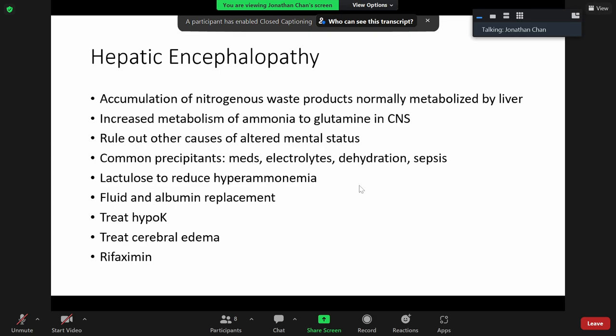We want to be very cautious to see if patients have any form of cerebral edema. And if patients do have that, we want to raise the head of the bed by 45 degrees. You can give patients hypertonic saline to increase the serum sodium to 145 to 150. And again, rifaximin is not absorbed in the gut, and this can help eradicate E. coli, which produces ammonia. This is considered a long-term therapy that we can use.